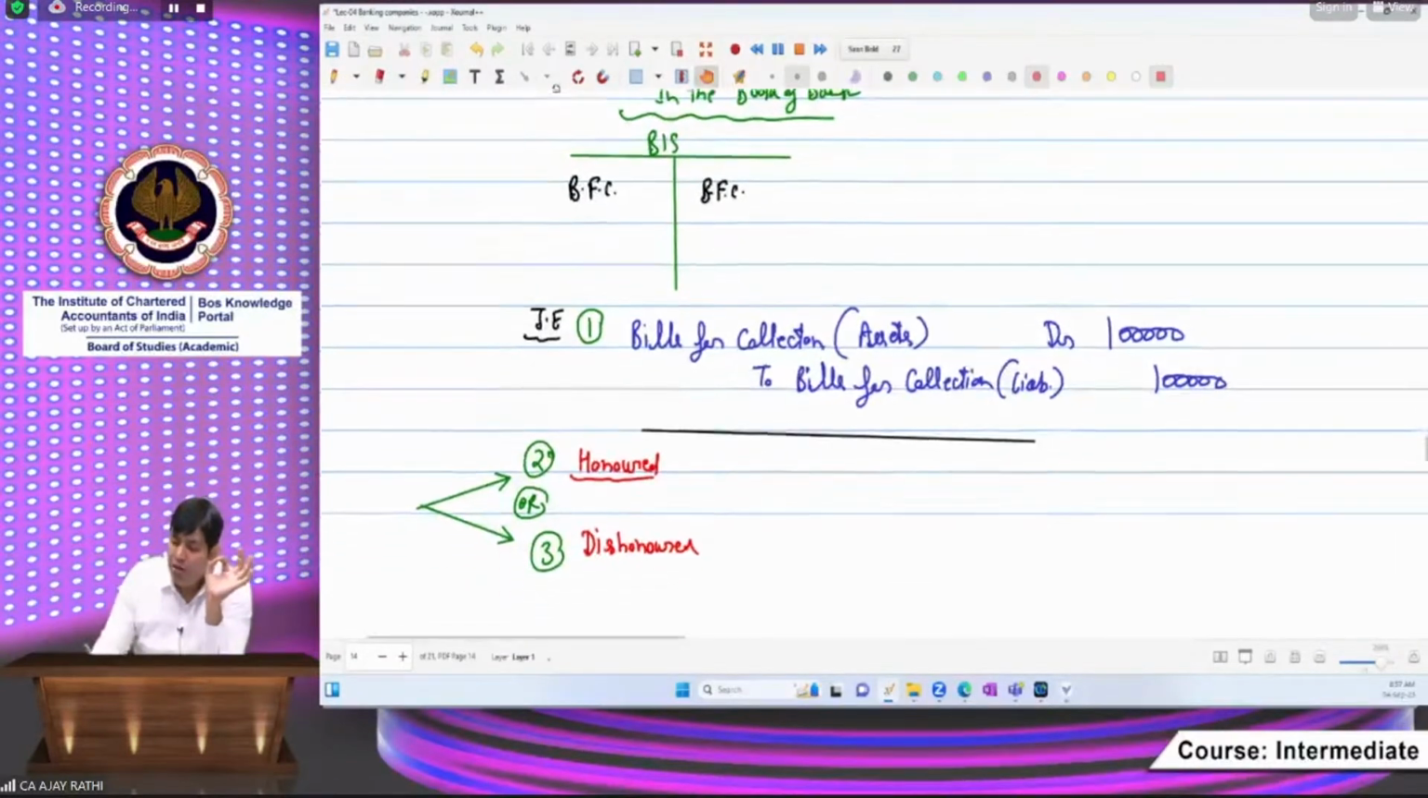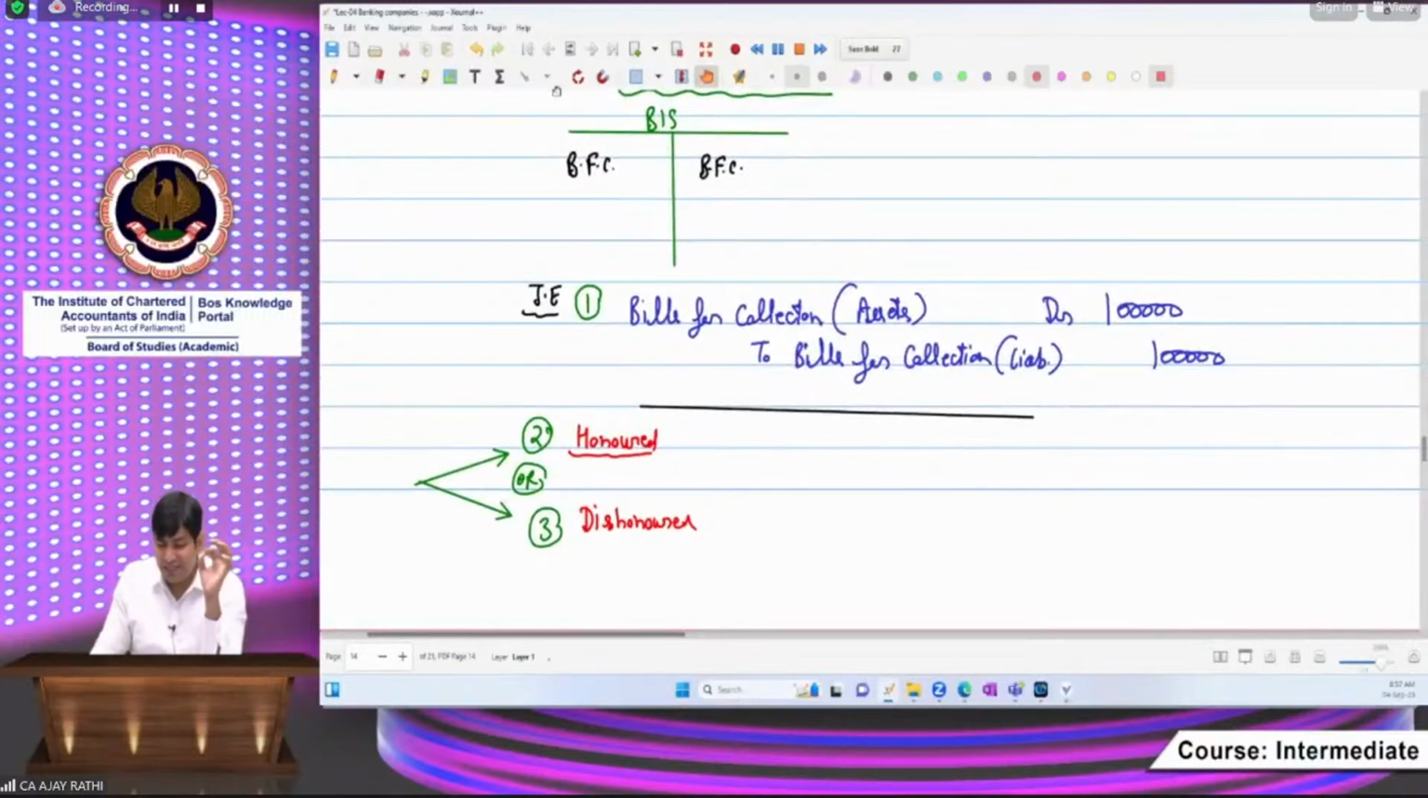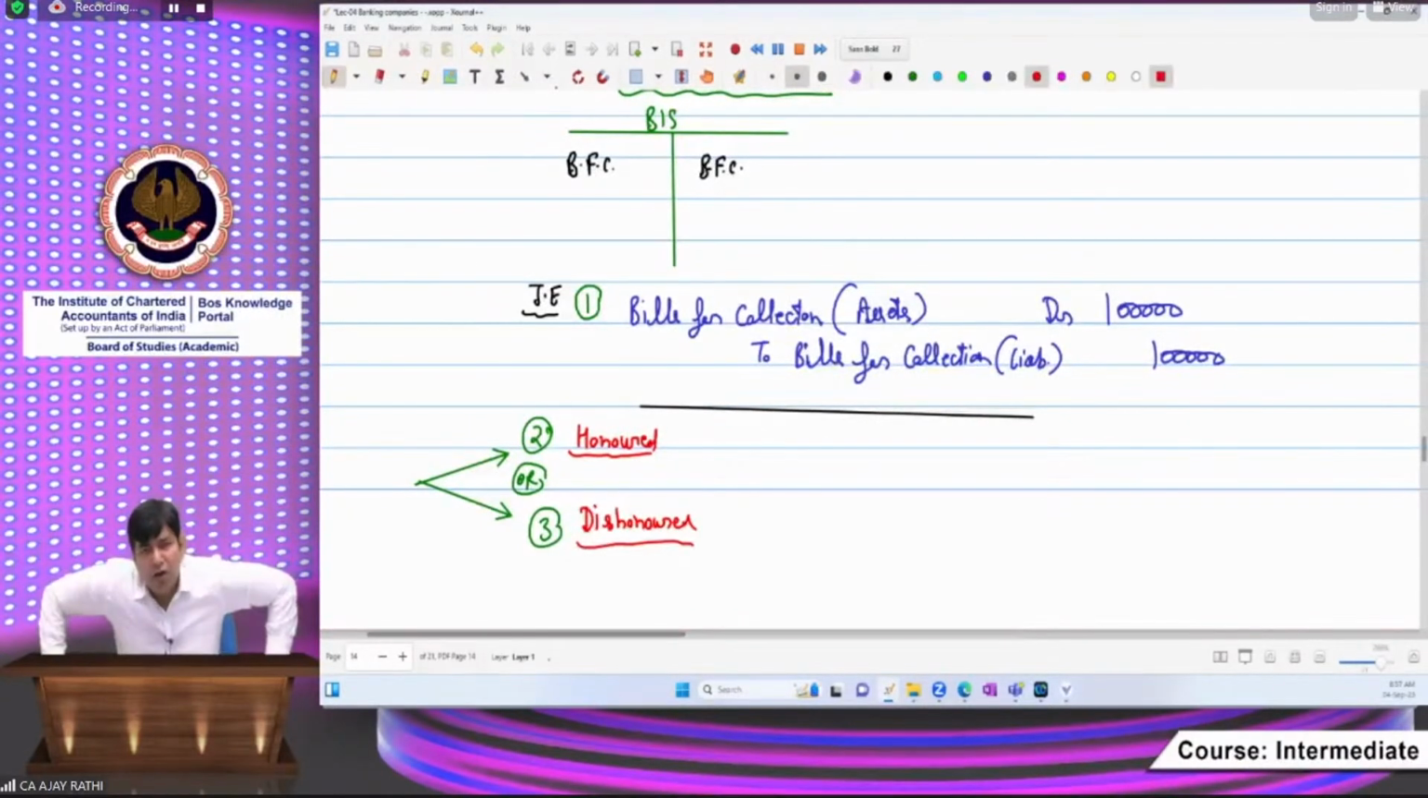In all the cases, whether the bill has been collected or not, the bank on the due date went to the drawee and asked for the collection. The bank has given such a service. Either the amount may be collected or not, but the bank has given its service, and for that the bank will charge. Now the question is, if the amount gets collected, how will the transaction be recorded?